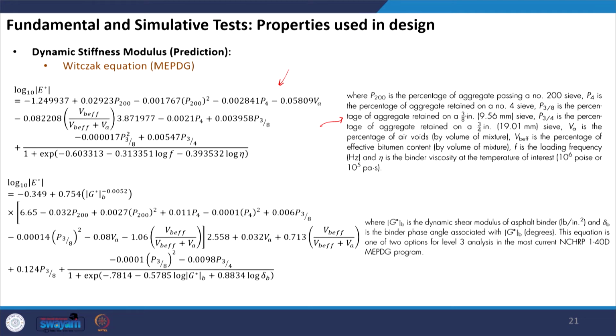So, I just wanted to indicate that we have predictive equations also available, so that we do not have to do the test, rather we can use the predictive equation in case appropriate machines are not available with us for conducting this test in the laboratory, because these machines are costly and these machines require technical handling as well, technical manpower as well. Okay.